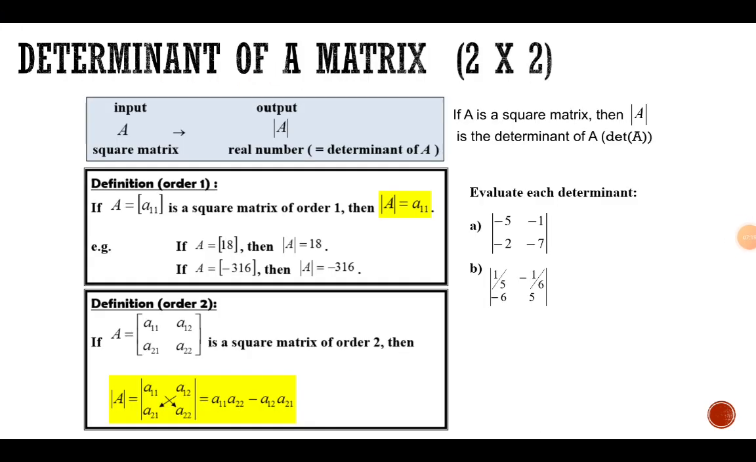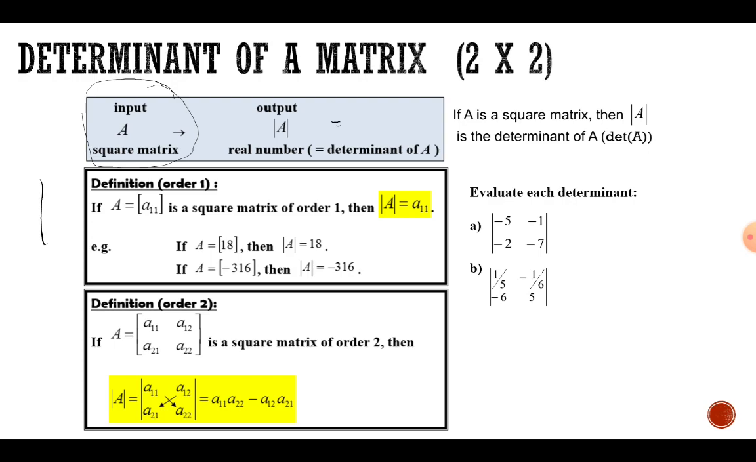Okay, so next we are going to discuss about the determinant of a matrix. Okay, determinant of a matrix, value dia akan menghasilkan a real number. Matrix kan sebelum ni dalam bracket macam tu, ada entry semua kan. So we do have an input. So when we want to find determinant of a matrix, you should get a real number. It can be kosong ke, negatif ke, positif ke, tapi it must be a real number.